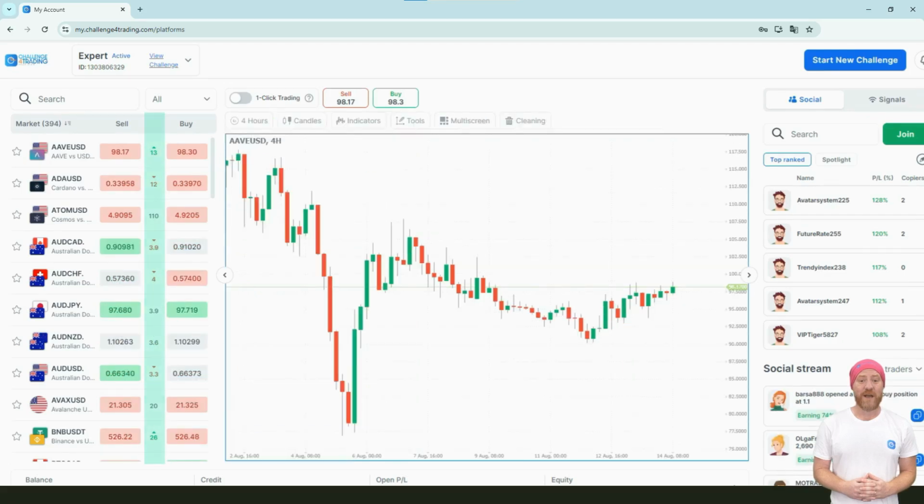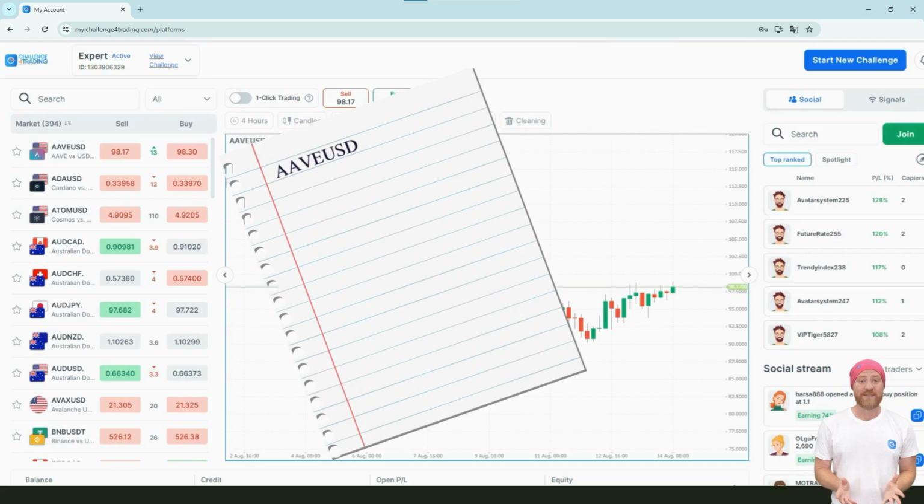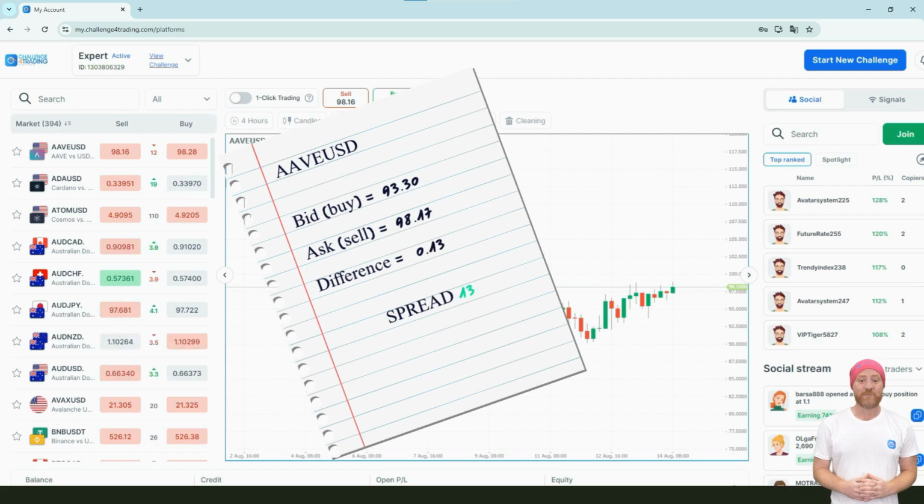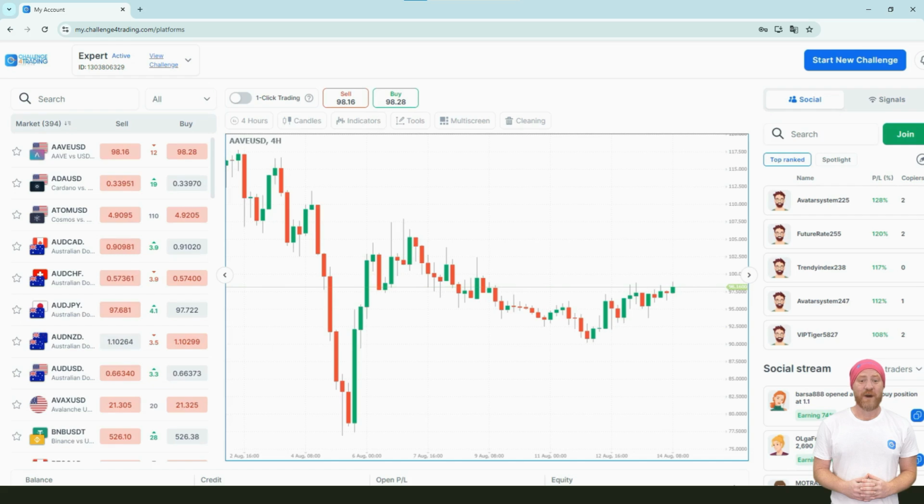Here we have the spread. The spread represents the difference between the bid, buy, and ask, sell prices of a security or asset. It is a key concept in trading as it effectively represents the cost of executing a trade. A narrower spread generally indicates a more liquid market, while a wider spread can signify higher trading costs. Understanding the spread is essential for optimizing your trading strategy and managing costs.